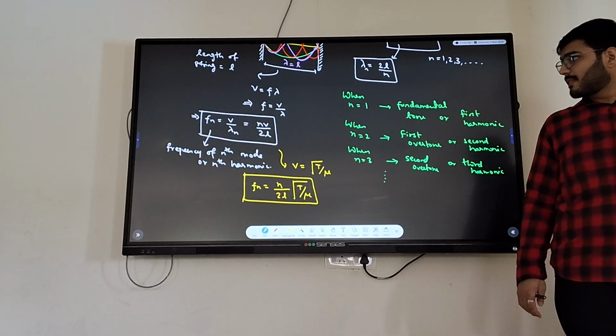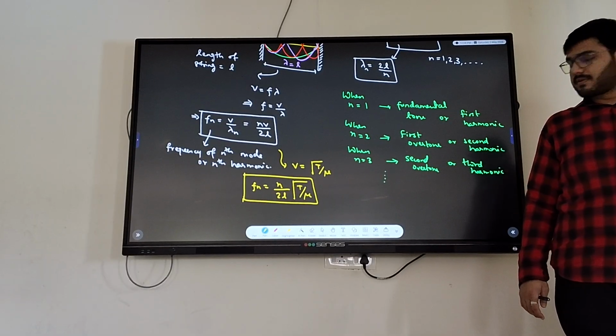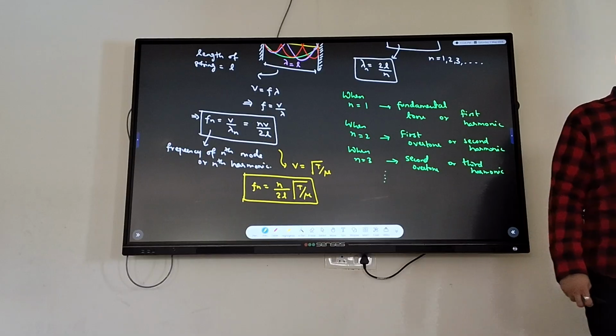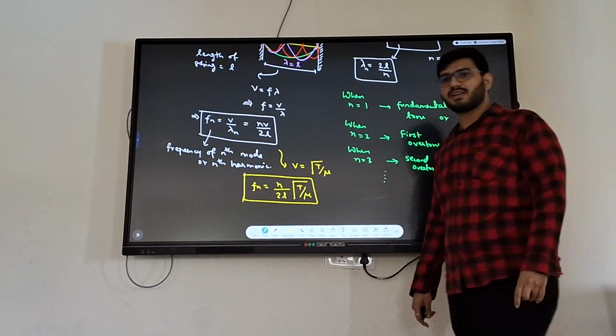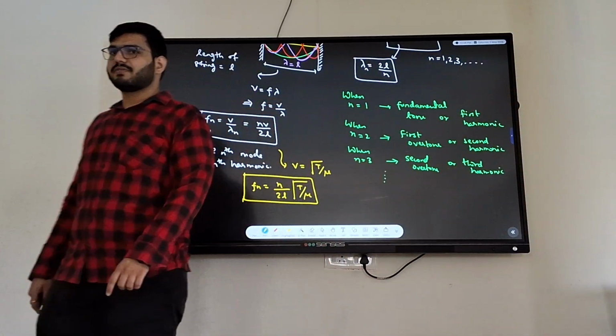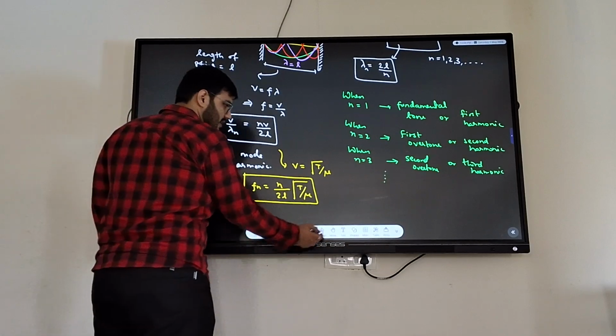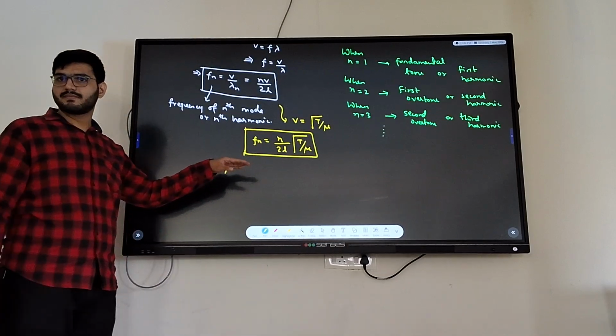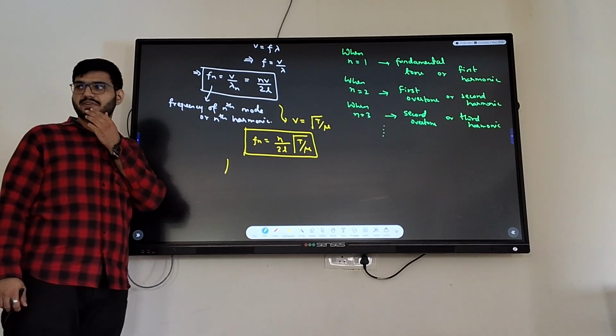Okay. So this is the frequency that we find. When n equals 1, the frequency is given a special name. It's called the fundamental frequency. Everyone has written up to here? No, sir. Should I wait some time?